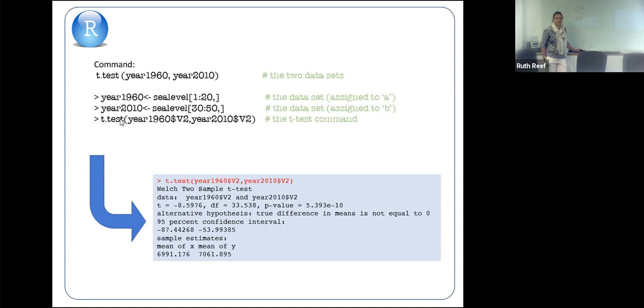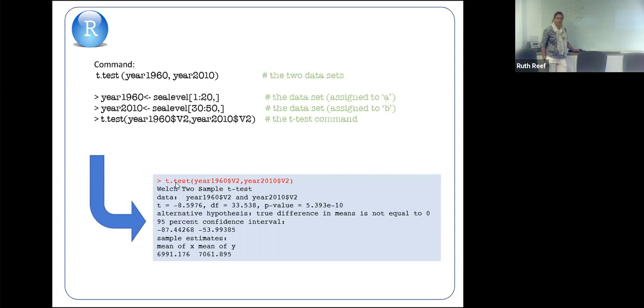And I conduct a t-test, which is part of the standard R language package that comes along. You don't need to install another library. It comes with the stats library that comes with R, so it knows what t-test is. You open your brackets. Who are you comparing? I'm comparing year 1960, the second variable, which is the sea level, because the first variable is years, to year 2010, the second variable. That's it. Hit enter, or run this code.